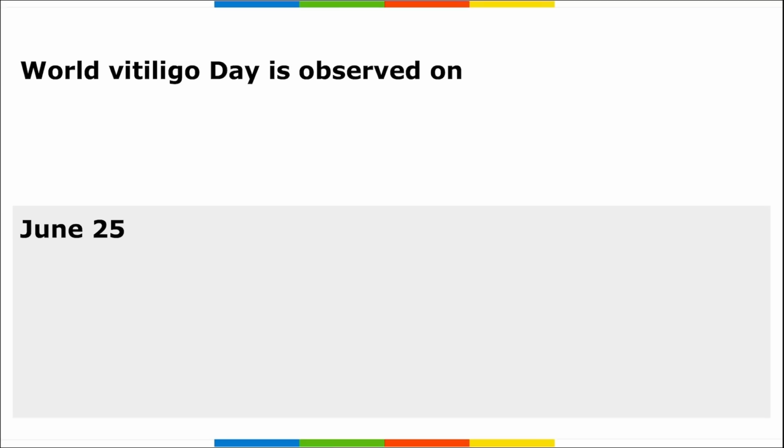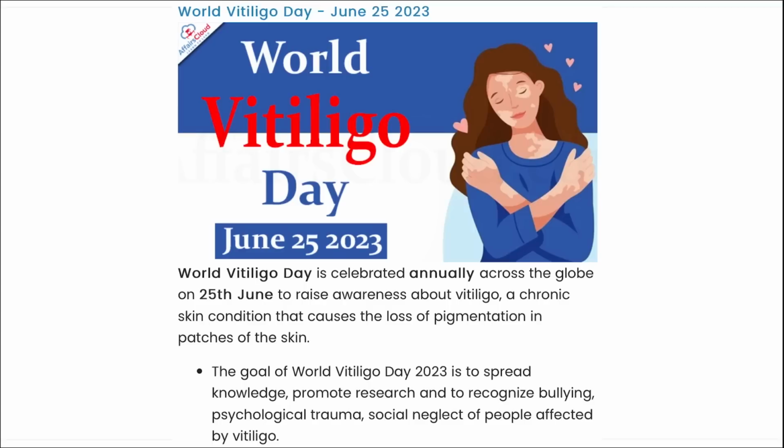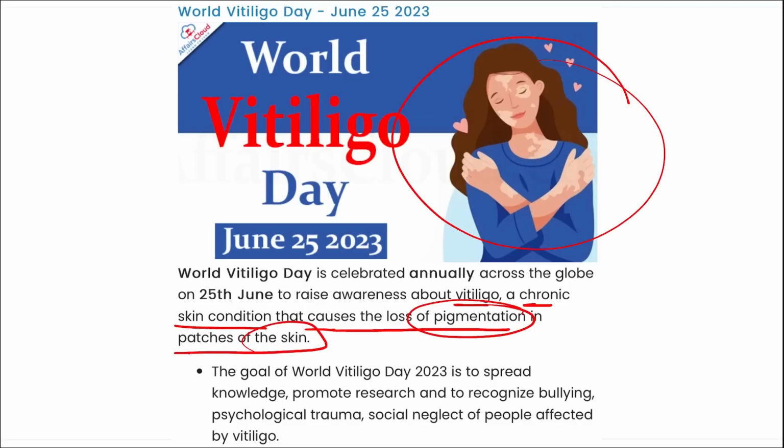Next is your World Vitiligo Day. It is observed on 25th of June, to create awareness about vitiligo, a chronic skin condition that causes the loss of pigmentation in patches of the skin. As you can see here, there are patches on the screen, and that is your vitiligo, right? The theme for this is Vitiligo: Looking into the Future. I repeat, the theme that you can remember here is Vitiligo: Looking into the Future, right?